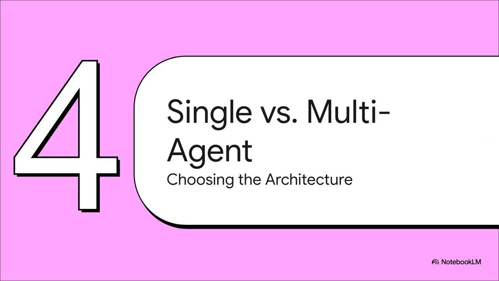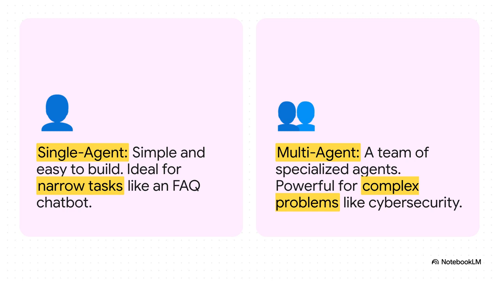All right, let's move on to another major fork in the road. Once you've picked your components, how do you actually arrange them? Are you going to build a single jack-of-all-trades agent, or are you going to build a specialized team of them? So a single agent system, like a simple FAQ bot, is super straightforward, and it's perfect for those narrow tasks. But for something really complex, you might want to use a multi-agent system.